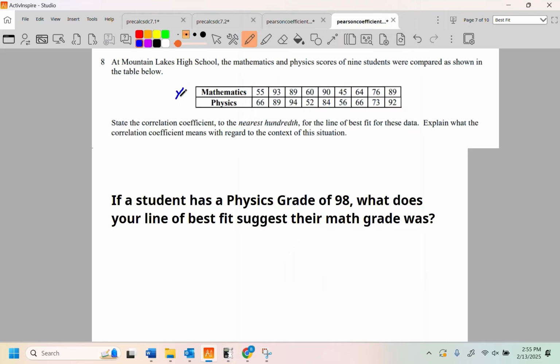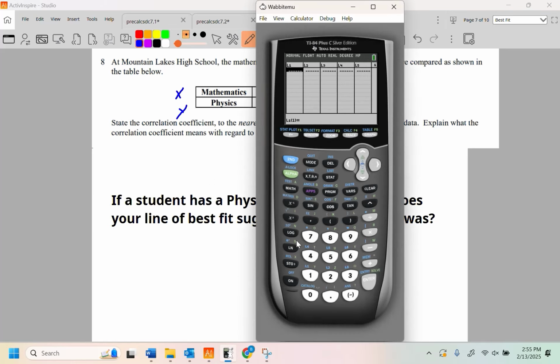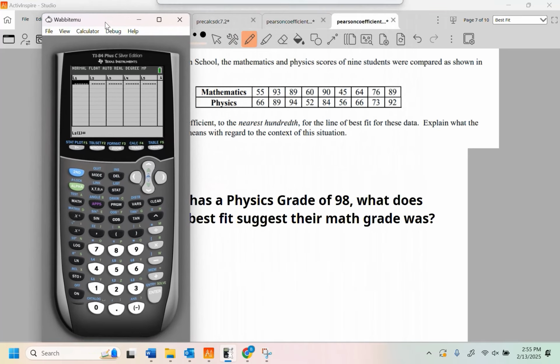This is X. This is Y. All right. So anyways, back to my TI-84. Maybe my little stylus will show up. Throw all my X's into list 1. Be careful you don't make any typos. And throw all your Y's into list 2.